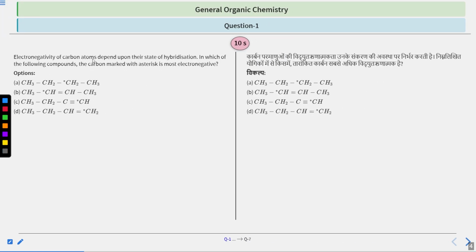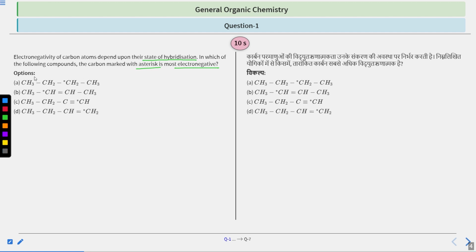Electronegativity of carbon atoms depends upon their state of hybridization. In which of the following compounds is the carbon marked with an asterisk most electronegative? Basically, from the different options given, we have marked one carbon atom with a star, and we have to find out in which compound the star carbon is the most electronegative.